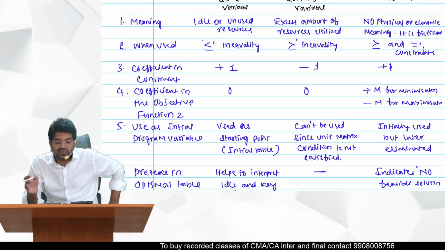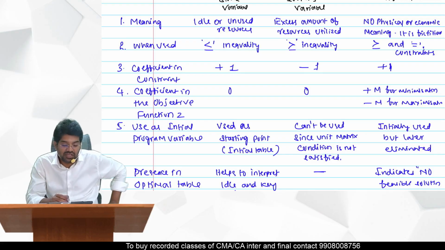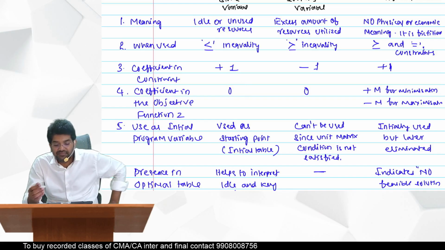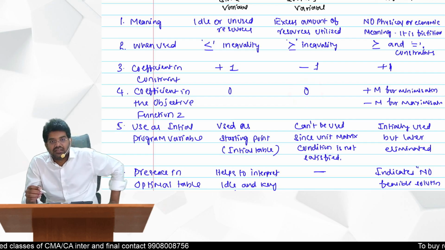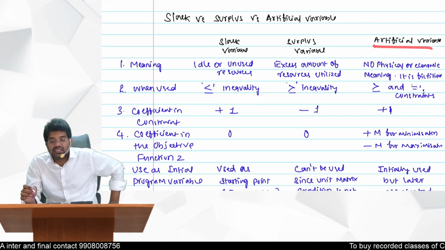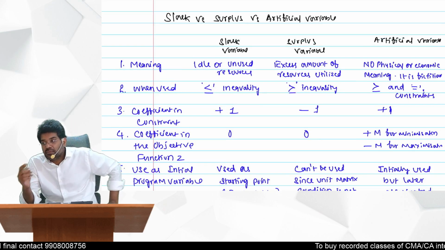But in the objective function, the slack variable will have a coefficient of 0 because it is idle. Surplus variables will also have 0 as the profit coefficient. And for artificial variables, it is plus M if it is minimization, and minus M if it is maximization.